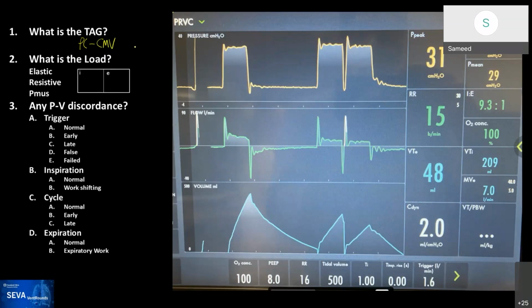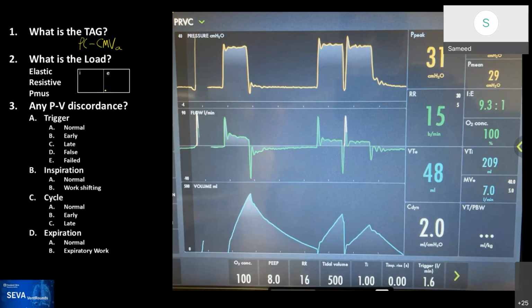Now, just going off the mode, it's PRVC. So by default, it should be an adaptive targeting. And there's a variation in tidal volume delivered. Also, the flow appears to vary from breath to breath. So I would agree it would be adaptive, though there's a lot else going on.